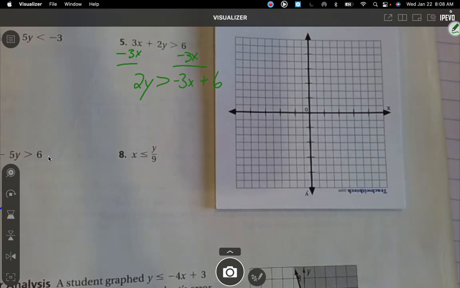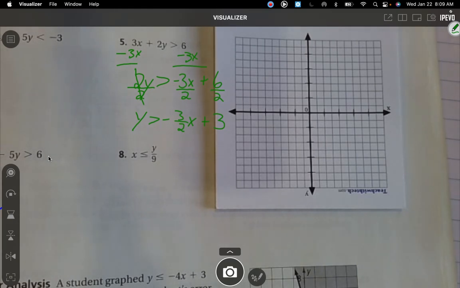It's not by itself yet. What do you do to solve for y? Anybody? Divide by 2. Everybody okay with that? So that cancels out. And I have -3/2 x. That's the same thing. Okay? And then what's 6 divided by 2? It's 3. So where's my starting point on my graph?